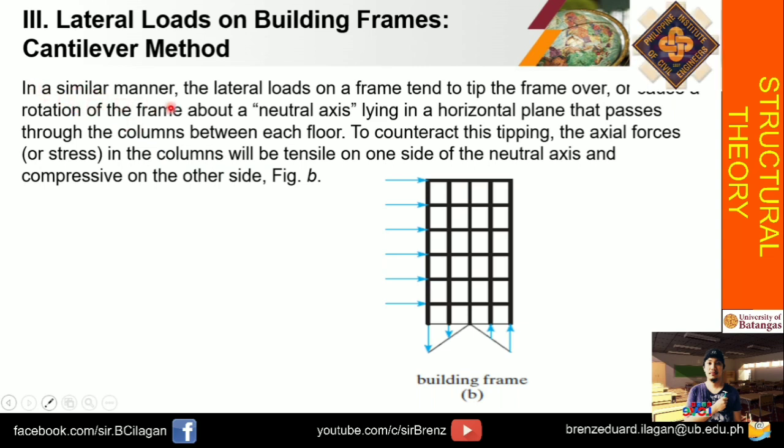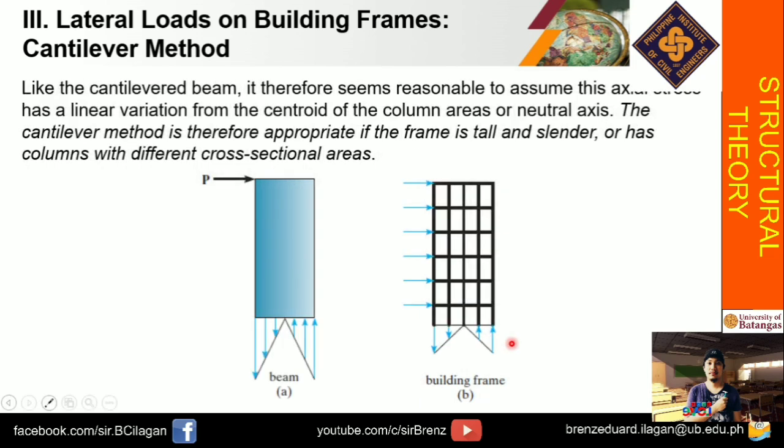So in a similar manner, the lateral loads on a frame tend to tip the frame over, like what I said earlier, or cause a rotation of the frame about the neutral axis lying in a horizontal plane that passes through the columns between each floor. To counteract this tipping, the actual forces or stress in the columns will be tensile on one side of the neutral axis and compressive on the other side. This is shown here. And next slide. Like the cantilever beam, it therefore seems reasonable to assume this axial stress has a linear variation from the centroid of the column areas, or the neutral axis.